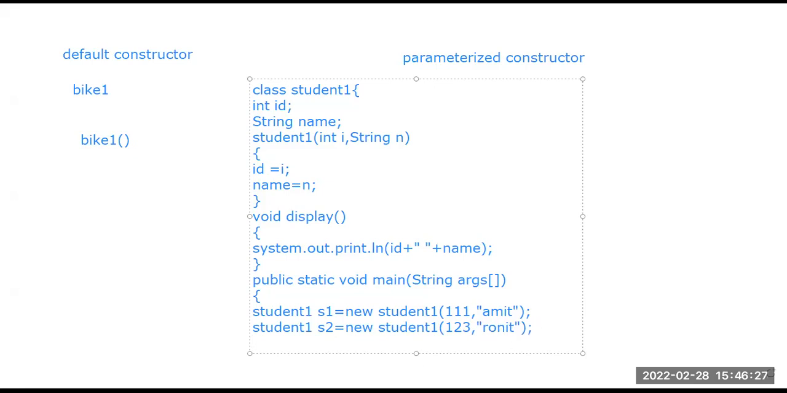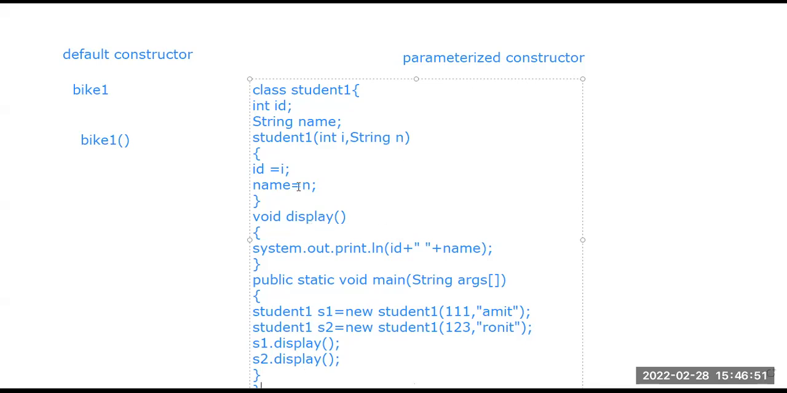Suppose this is a particular scenario: s1.display is one part, and another part is s2.display. So there are two things that we have created. Suppose in this part s2.display, and lastly the closing bracket, whatever the scenario. Suppose this is a particular program.